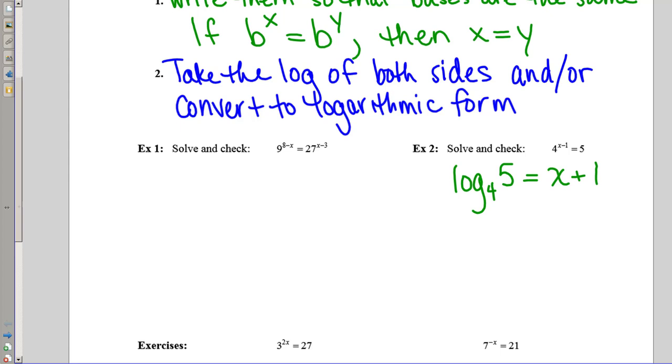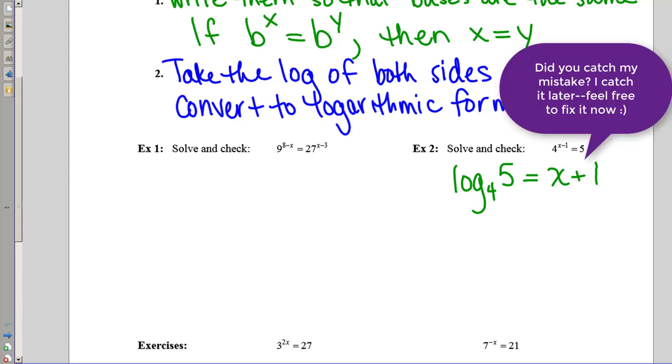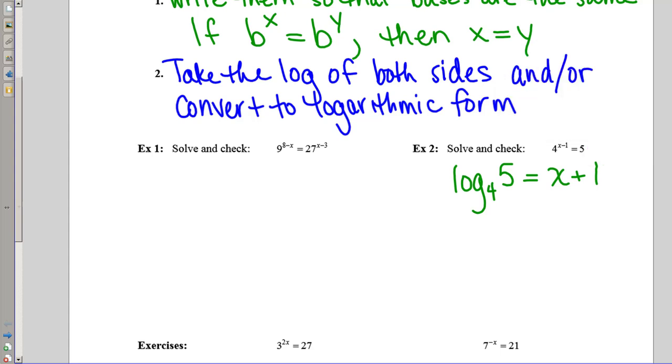Then I'm going to use my logarithmic properties. That's why we spent some time today talking about how to condense or expand or use the change of base law. So this I can re-express as log base 10 of 5 over log 4 equals x plus 1. Then, since I have it in log base 10, I can use my calculator, and I'll evaluate what log 5 is divided by log 4.